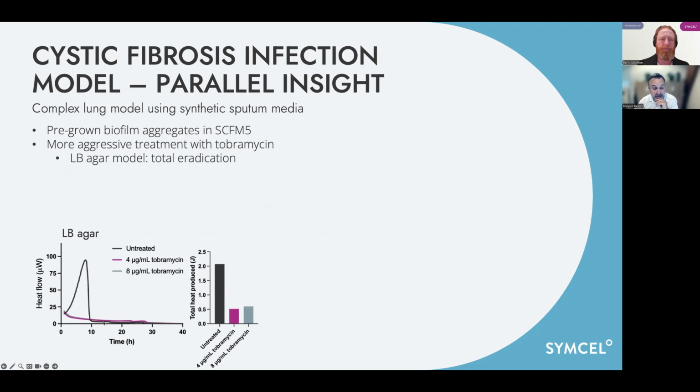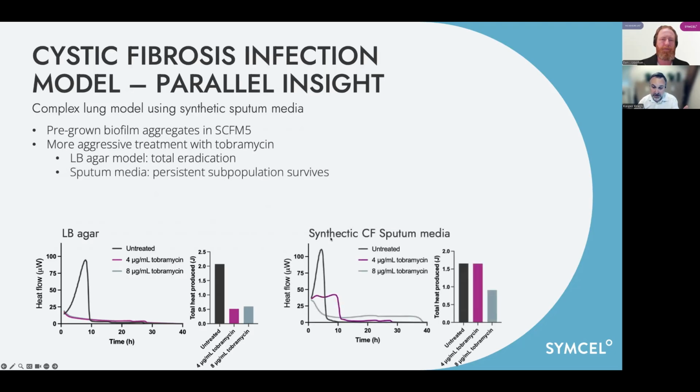And in LB agar, you will see that we are getting more or less close to eradication. At least we get a very, very intense effect of the treatment with tobramycin compared to the untreated. But if you then compare to the synthetic sputum media, we definitely have an effect, but here there is continued metabolism, even at very high concentrations. So you have some of the subpopulations that we are still able to detect. So very much the same lesson: how you develop these models really determines the outcome. And you could again have said, this worked great in your LB model.